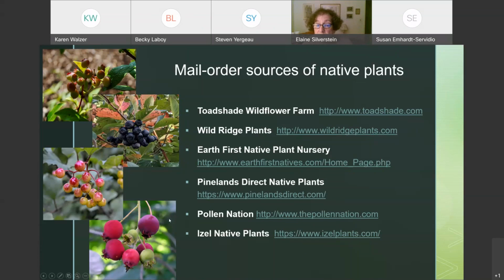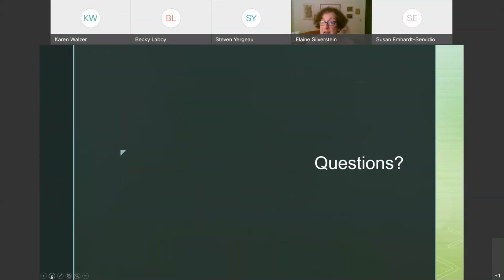From most of these places, what you're going to get are very small plants, and that's good, because the small plants will do better. They're going to fill in more quickly than large plants, which very often are greenhouse grown, and they're going to go into shock when you plant them in the ground anyway. So these are some good sources, and the sources will be on the resource list that you will receive. Okay, I know I covered a lot of ground, but I'm going to stop here for questions.